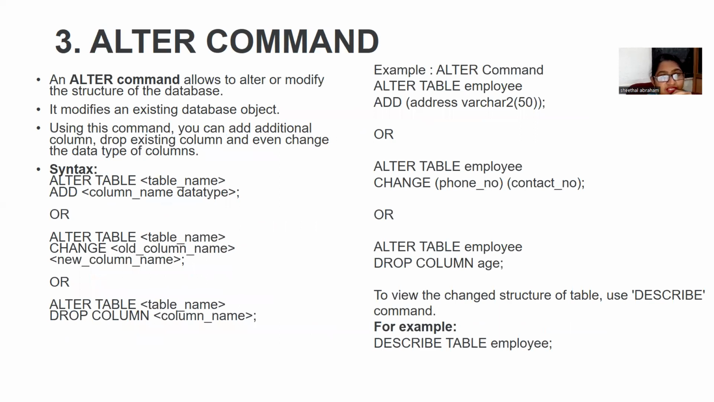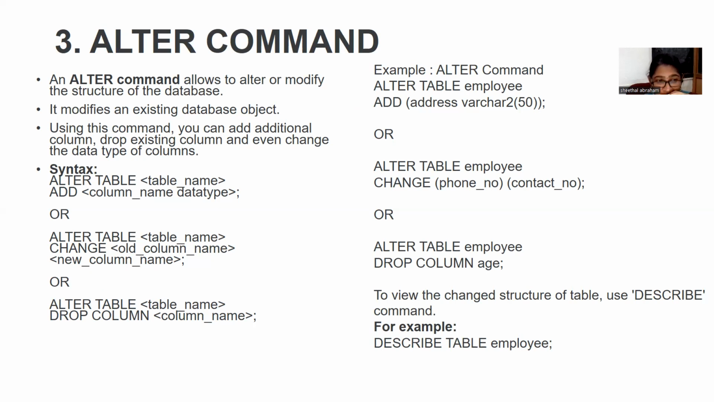Then we have the next DDL command, that is the alter command. The alter command allows us to modify the structure of the database. Again, I'm telling you, it is not modifying the data, it is modifying the structure of the database. It modifies an existing database object. Using this command, we can add an additional column, drop an existing column, and even change the data type of columns. So, what is the syntax here?